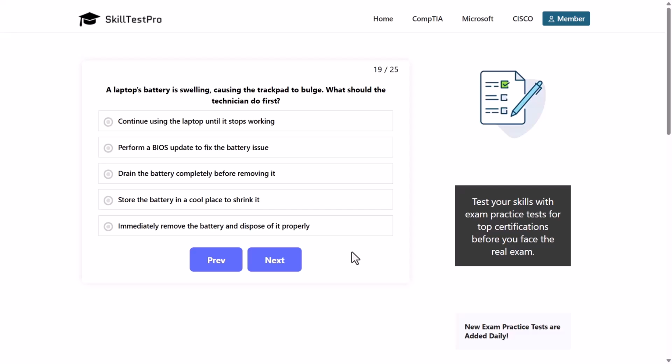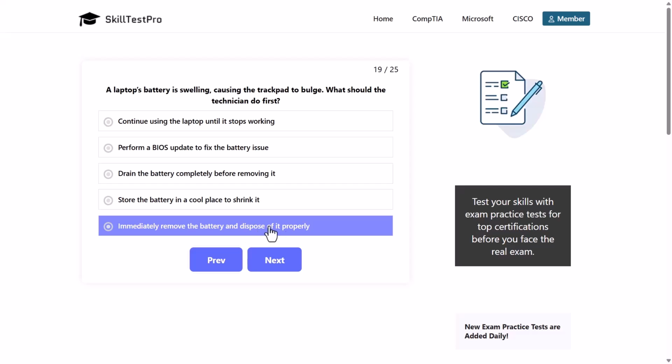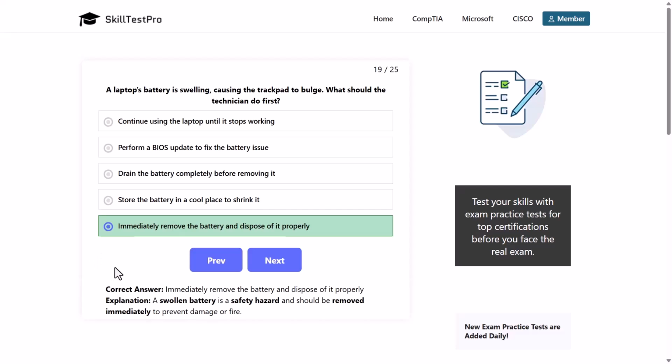Always remember, guys, whenever it comes to batteries, with swelling batteries or any problems related to batteries, the first thing you do is remove that battery. So immediately remove the battery and dispose of it properly. You throw it out properly, as a battery contains different chemicals and it can also explode. So whenever there is a real problem, when it is swelling, you remove it immediately.